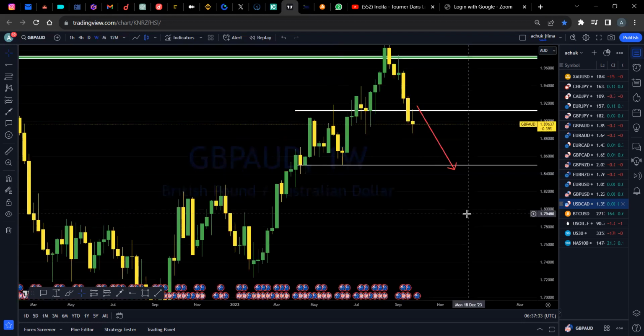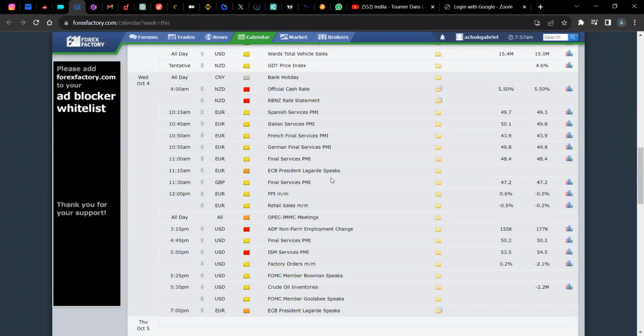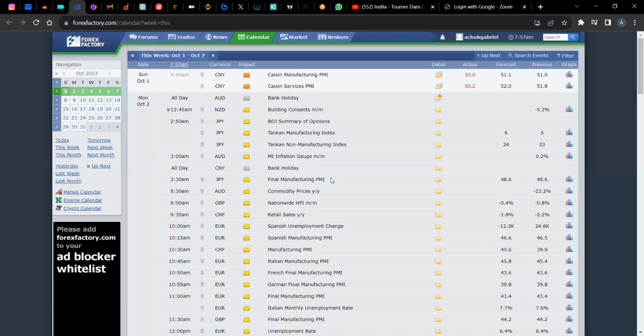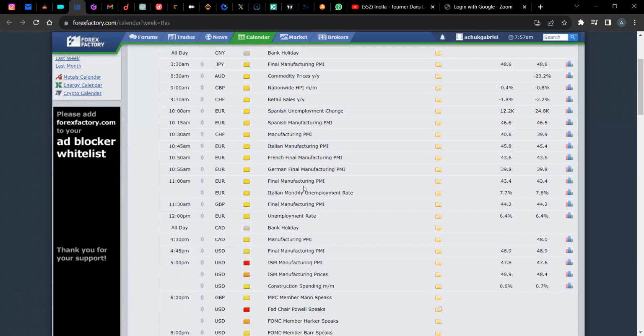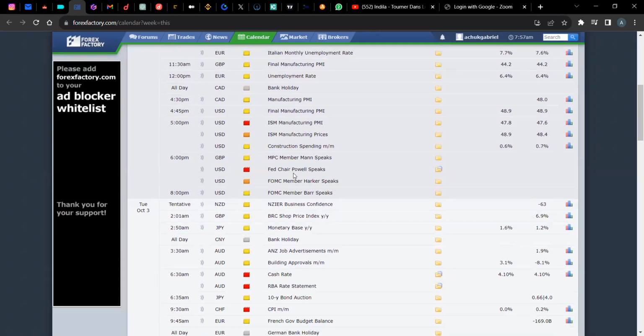So again, it is important to look at some of the fundamentals that are going to be happening this week so that we can better position and align ourselves. On Monday, which will be the 2nd, we really don't have anything much significant that day. So it's going to be normal trading, not until 5 p.m. when we have the US manufacturing PMI. And then we have Fed Chair Powell speaks at 6 p.m.